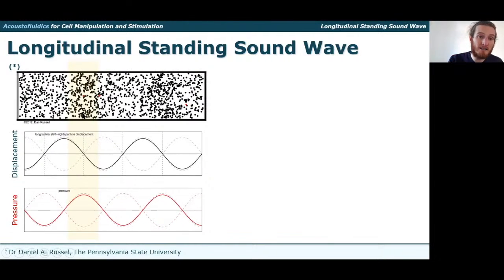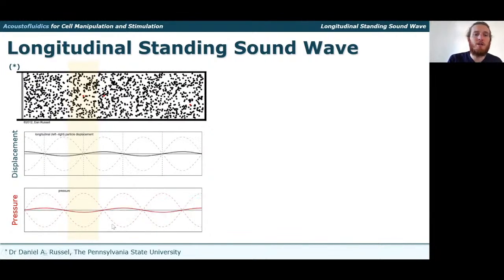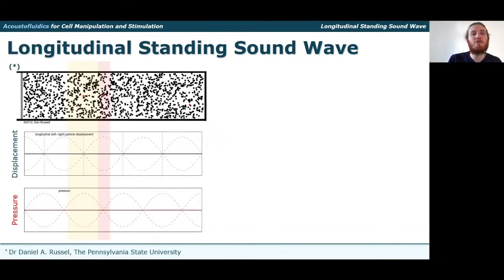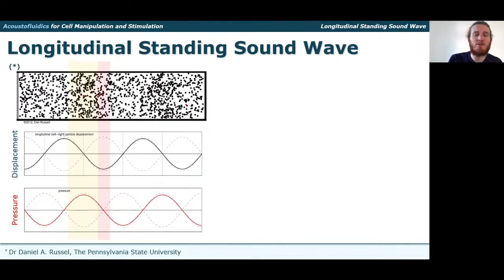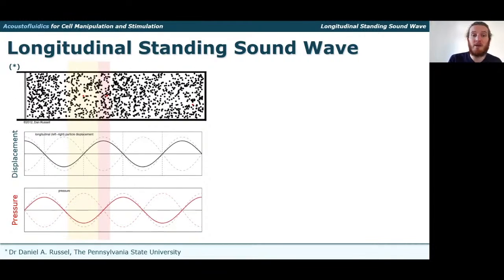So this region of maximum pressure, whether it's positive or negative pressure, is referred to as a pressure antinode. Vice versa, regions of zero pressure, which correspond to maximum displacement, so which correspond to displacement antinodes, are referred to as pressure nodes. So in summary, pressure nodes correspond to displacement antinodes, and pressure antinodes correspond to displacement nodes.